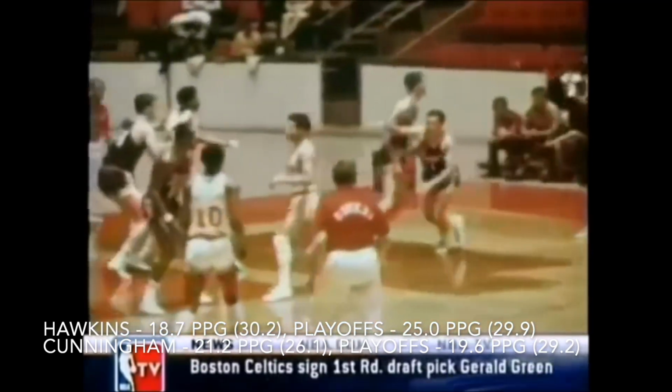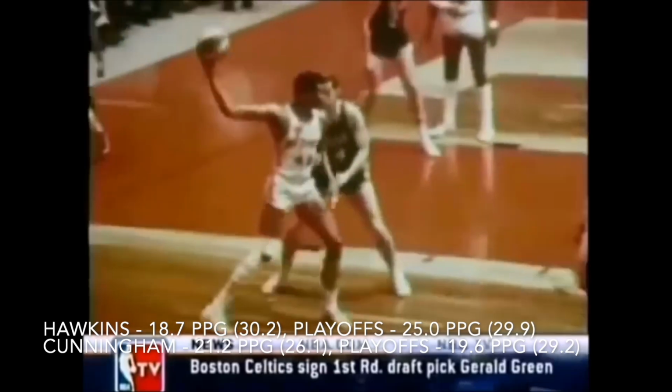Both Hawkins and Cunningham were very good scorers in their prime, which is evidenced by the fact that both had very big differences in their stats between their peaks and their career averages. Although Hawkins averaged only 18.7 points per game in his career, he peaked at a monstrous 30.2 points per game in 1969 in the ABA, and in the playoffs averaged a stellar 25 points per game with a peak of 29.9 points per game in 1968.